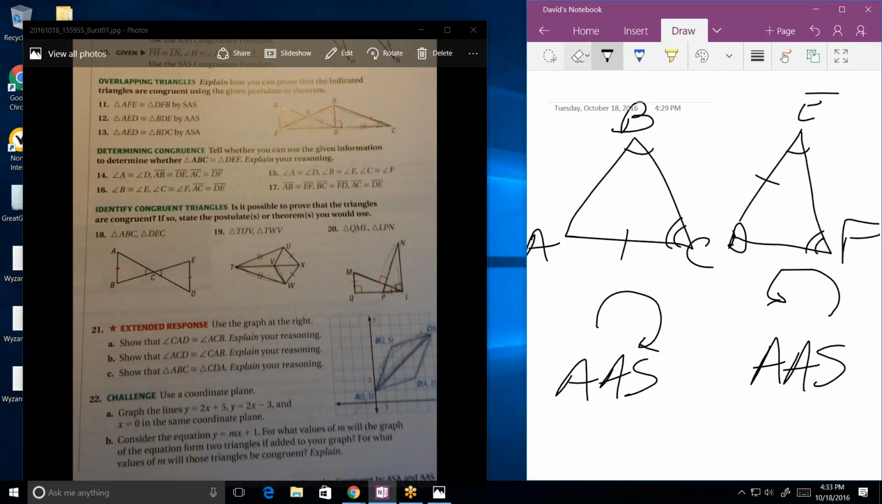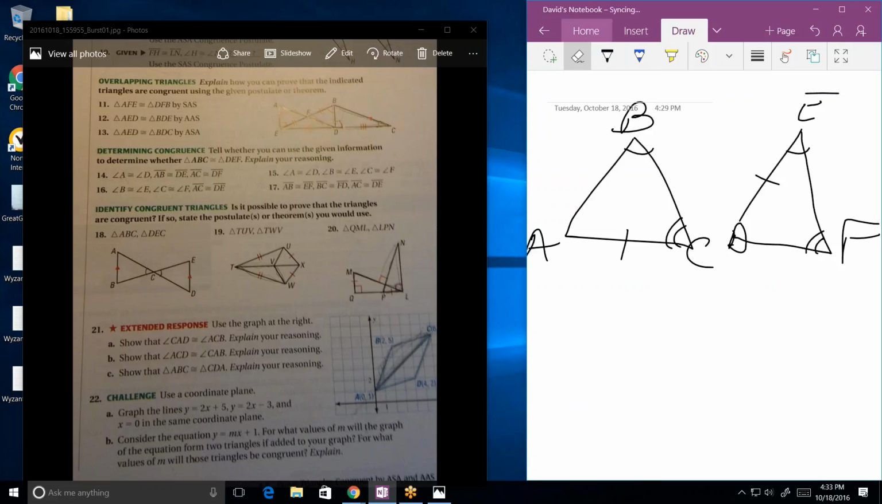Well, let me draw a case where I think I can prove that it's not congruent. I might be wrong, but I think I can do this. I'm going to put a measurement on here of 2, 3, 4. And over here, I'm going to put a measurement of 4, 8, 6.